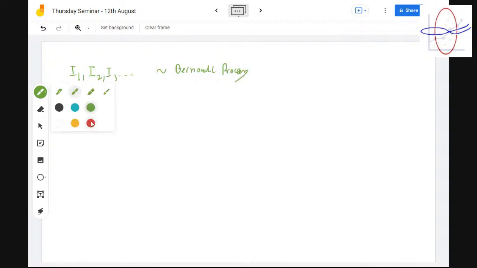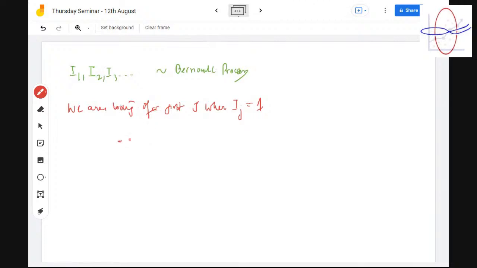Now what are we looking for? We're looking for the first J where Ij is 1. That is the first success, the number of trials before the first success. So this J follows therefore what? Geometric with parameter 1 minus capital phi of 1. Right? It's very easy, guys.